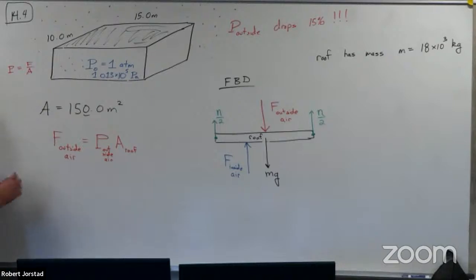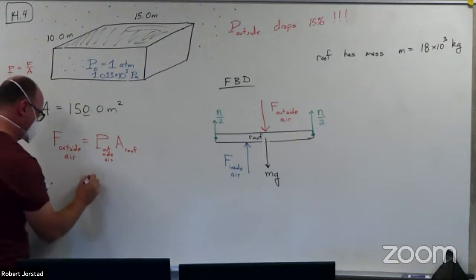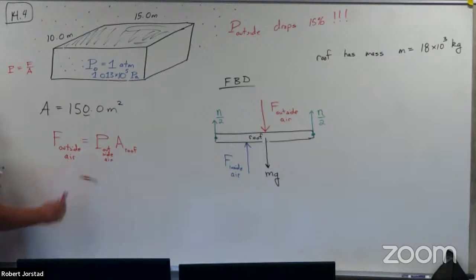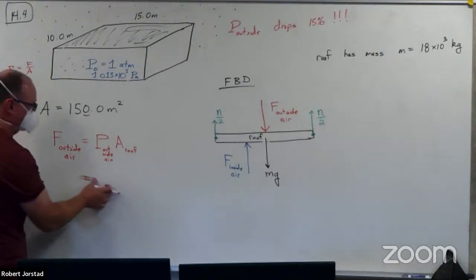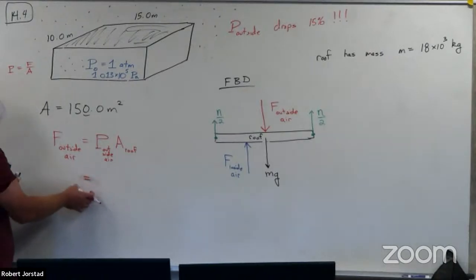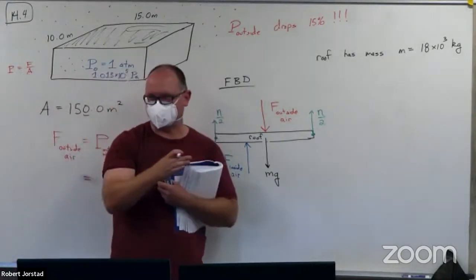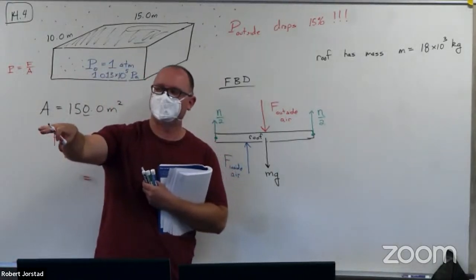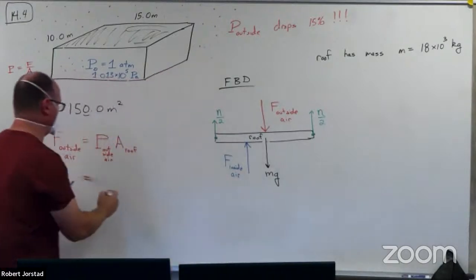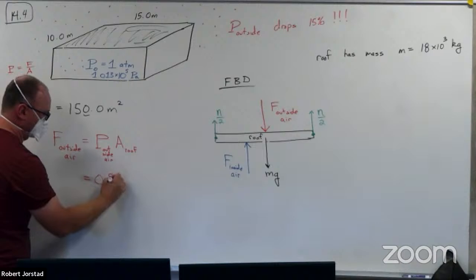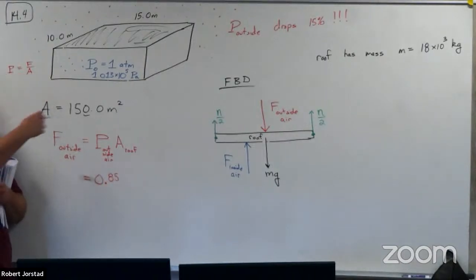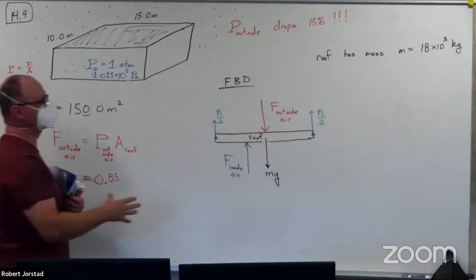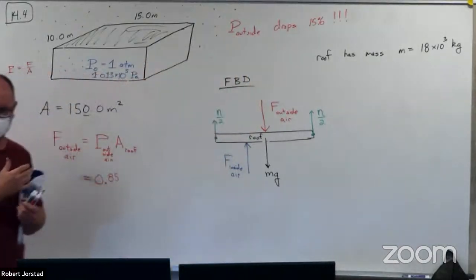So let's just punch this in. What's the pressure of the outside air in pascals? It dropped by 15%. How much is left? Got it. So I should be saying 85 times that number. Does that make sense? That's one of the things you got to watch for in the wording, because we get used to just saying, oh, grab 15% of the pressure, but if it drops, you're good.